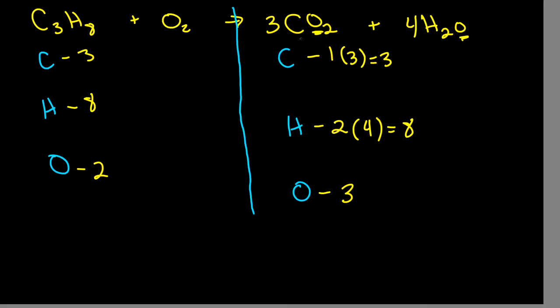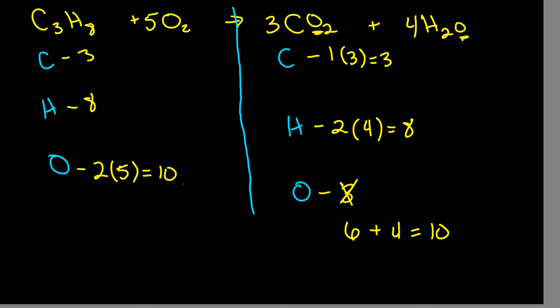But now we got to recount our oxygen. It is no longer 3. So 3 times 2 is 6, plus 4 times 1 is 4. So I got 10 total oxygen on my product side. On my reactant side, I only have 2. Well, 2 goes into 10 five times. So 2 times 5 is 10. So if I multiply this oxygen by 5, it should get us there.